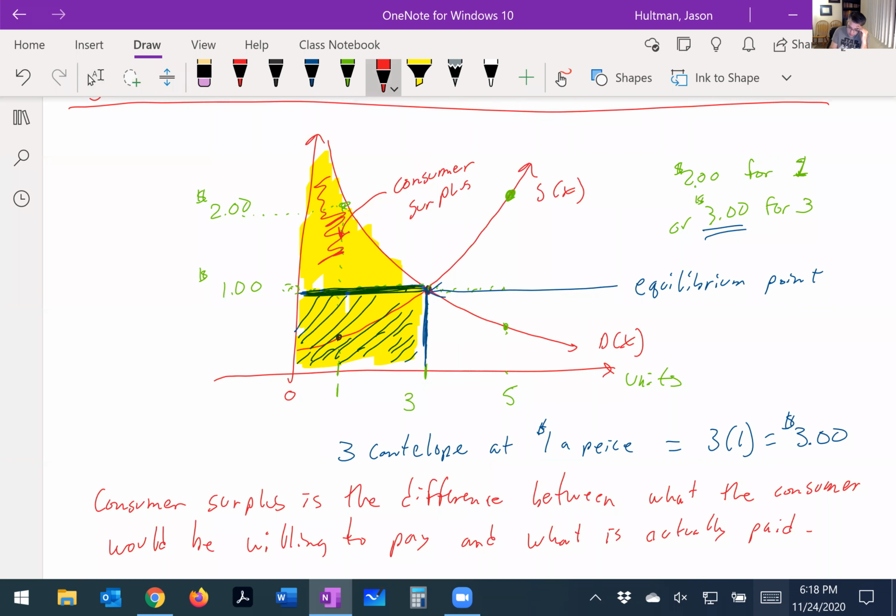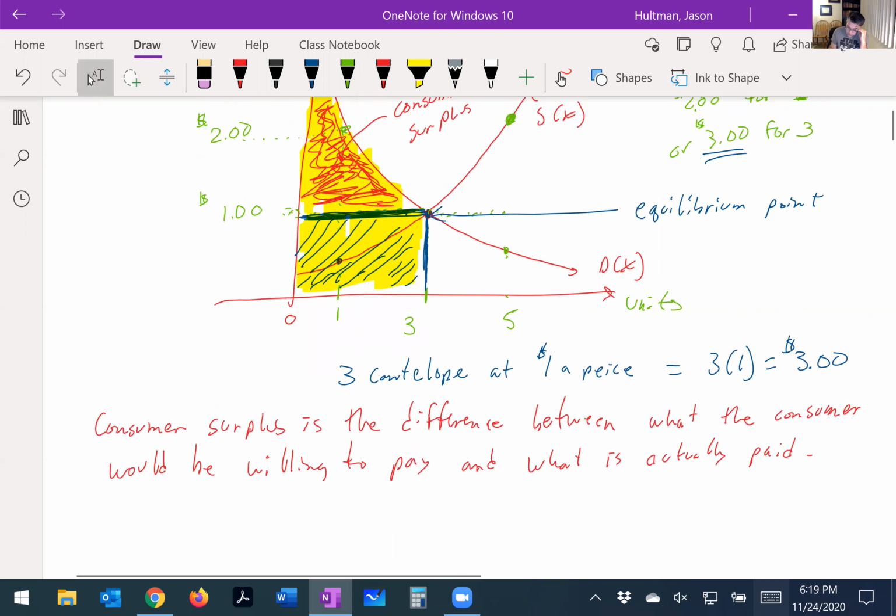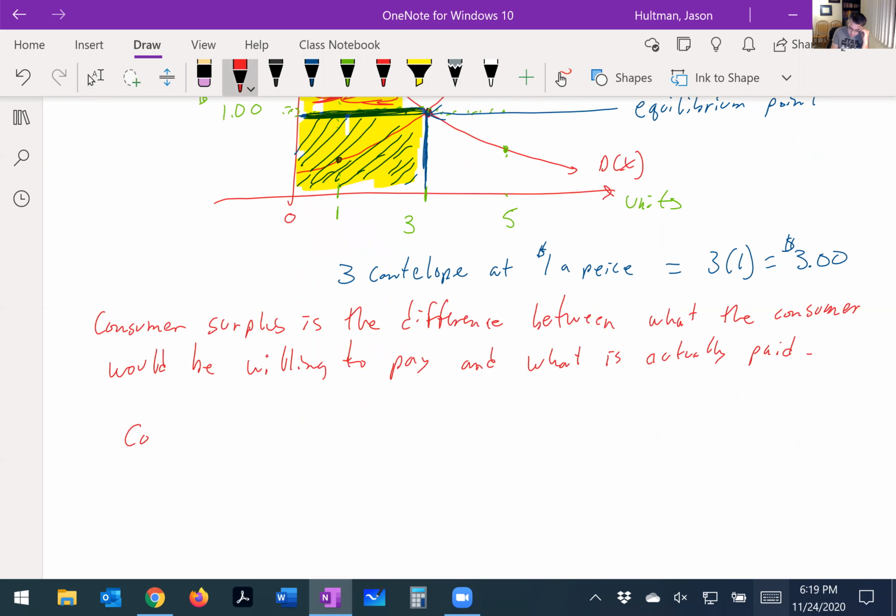Maybe I'll highlight this. This is the surplus, in red. The blue is what we actually end up paying. That area represents the $3 for 3, the total money for 3. And so the consumer surplus is equal to the integral from 0 to, we'll say, Q, where Q is the quantity demanded.